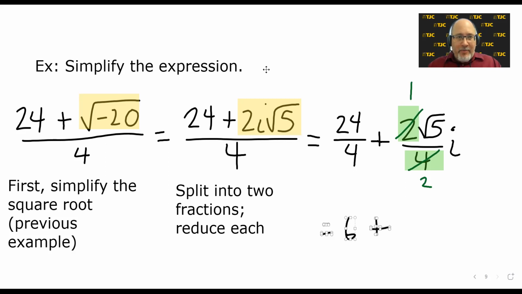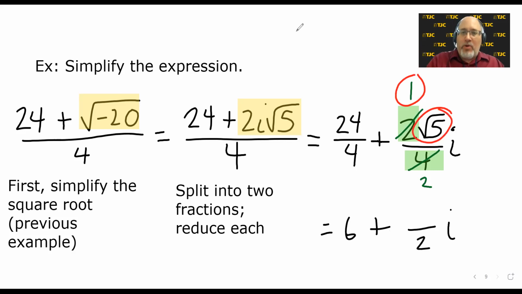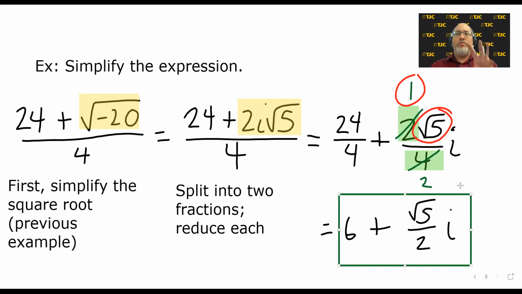So what does that leave me with? It leaves me with an i with a fraction in front with a 2 on the bottom, but on the top, I'm left with a 1, but there was also a square root of 5. Well, 1 times the square root of 5 is the square root of 5. And that would be our final answer. It's really not that difficult to get there as long as you know that there are 2 moves to do in a particular order. Simplify the square root, that's a task in its own right. And for the fraction, split and reduce.